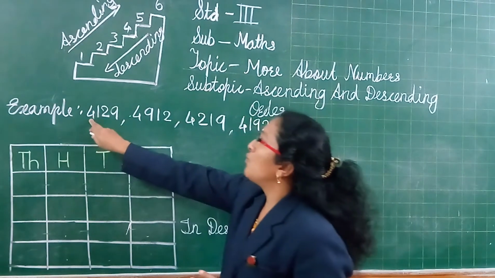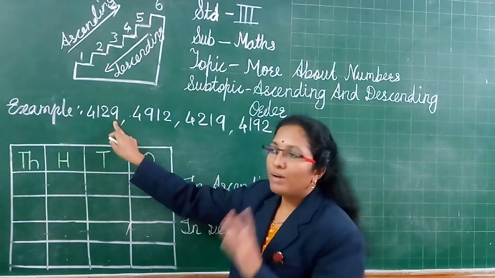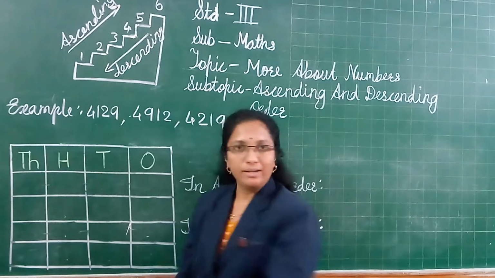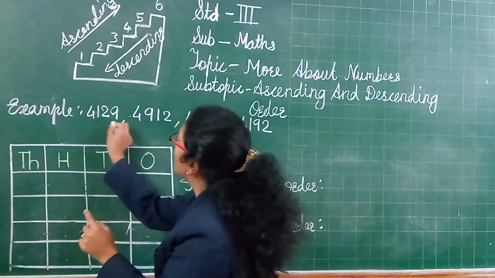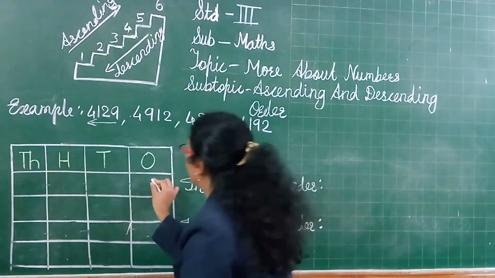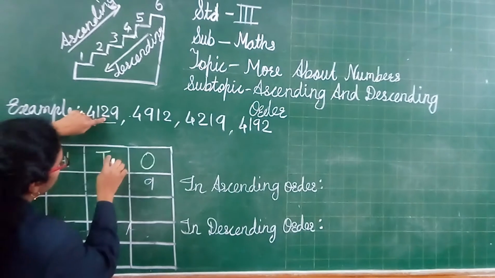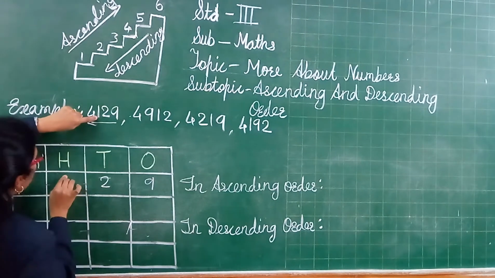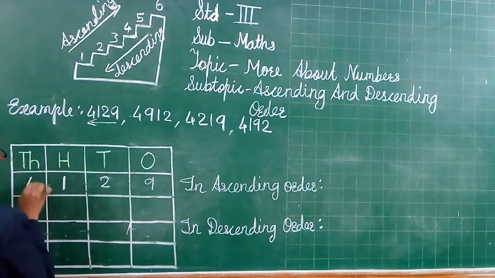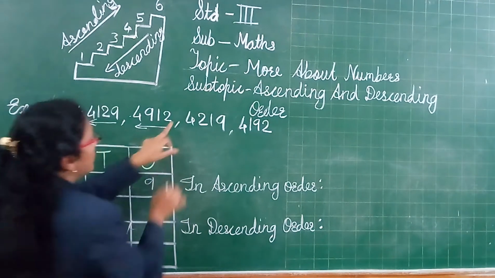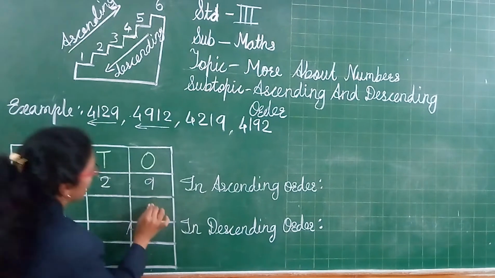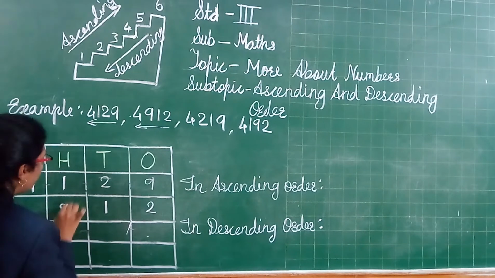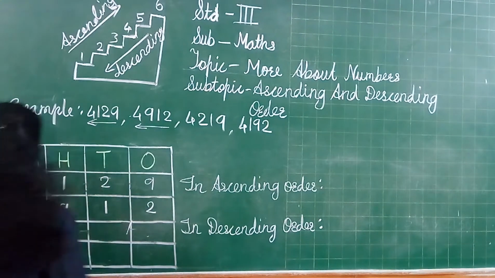See here the first number, 4,129. I told you to arrange it in the place value chart. We should start from the right side. 9 is in the ones place, so we write here 9. Then 2 is in the tens place. We write here 2. 1 is in the hundreds place. We write here 1. 4 is in the thousands place. Now the second number. Start from the right side. 2 is in the ones place. 1 is in the tens place. 9 is in the hundreds place. And 4 is in the thousands place.